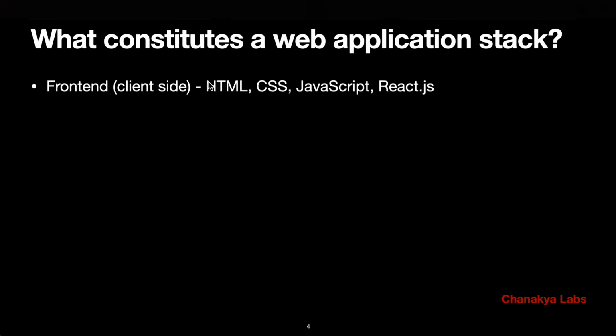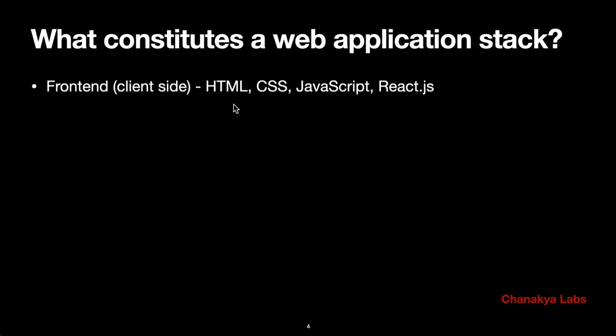So front end has a lot of technologies, for example, HTML, CSS, JavaScript. These are running inside the browser, right? So browsers have native support for these technologies. Apart from that, there are libraries like React.js which are built on top of JavaScript for building a modern web application. We are going to look into that also.